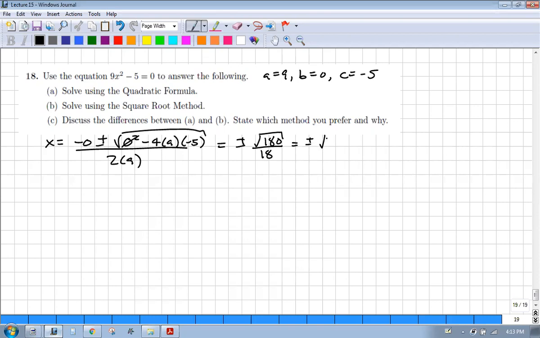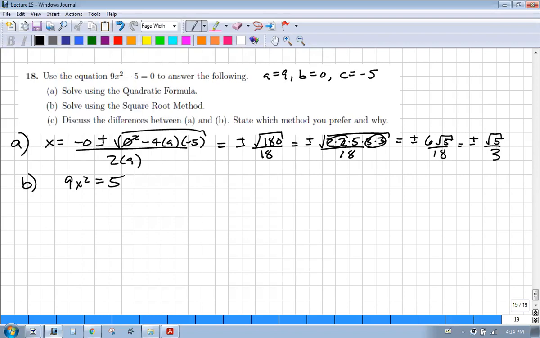Well, let's see, 180 is 2 times 90. 90 is 2 times 45. 45 is 5 times 9, and 9 is 3 times 3. So we can pull a 2 out and a 3 out. 2 times a 3 make 6. So we can reduce this 6 over 18. Just positive negative root 5 over 3. That's using the quadratic formula. Now we use the root method.